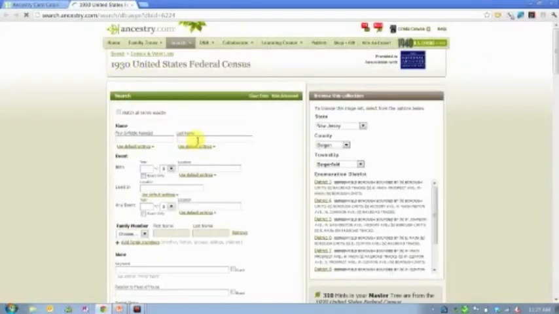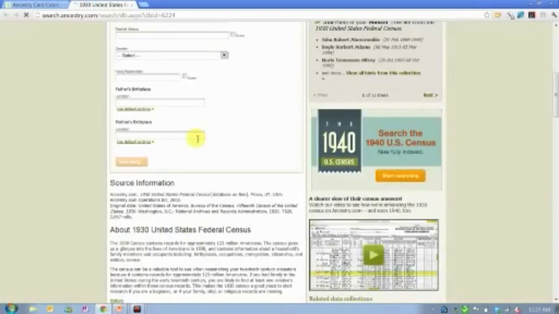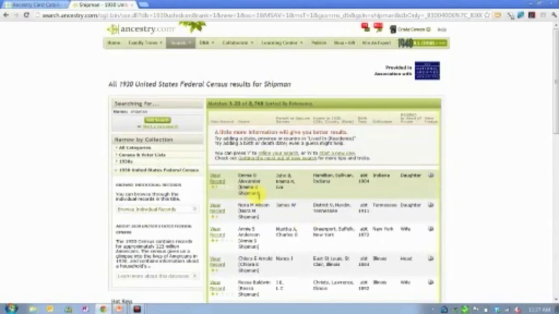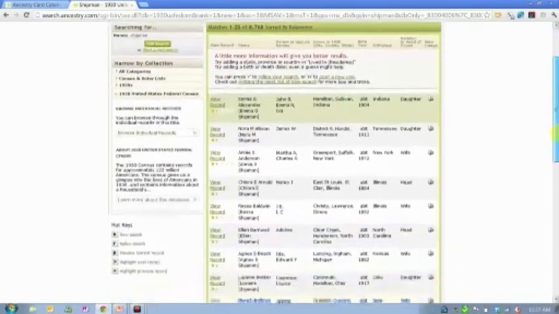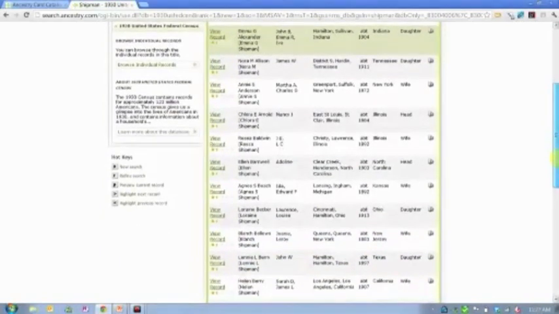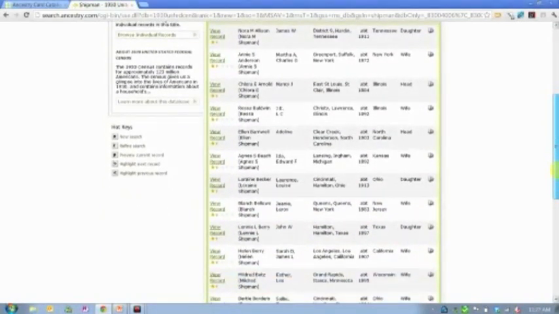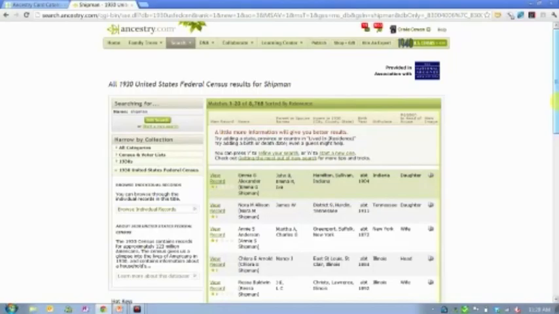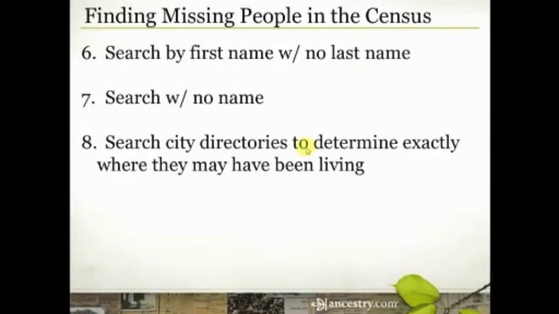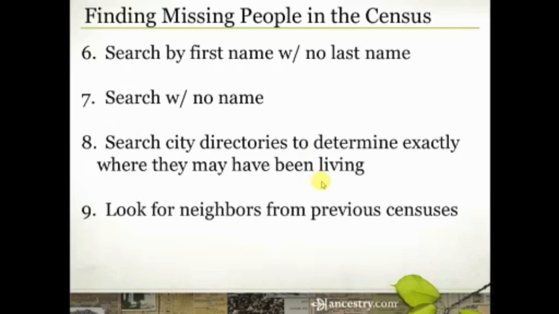When you get search results, it usually comes up looking like, let's see if I can find a good example, looking like this, where there's a name and then a name in parentheses underneath it. You'll notice it looks like most of these, it's a woman's married name versus her maiden name in these cases. Sometimes it's because the name was misspelled, or again, the name was wrong on the image, and so it wasn't findable that way. So when you search city directories to determine exactly where they may have been living, then you can browse directly to those images.